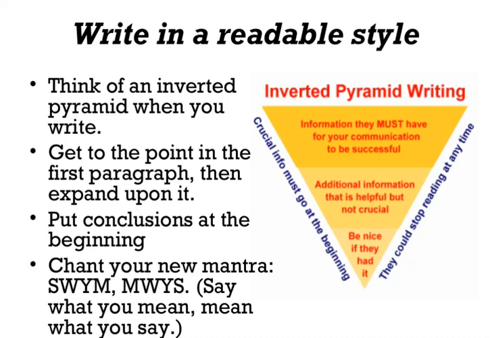Get to the point in the first paragraph, then expand on it. On the top, everything is described in general. In the first part of the paragraph, it is written generally and clearly. And when you go down, get to the point in the first paragraph, then expand as you go down. Then put conclusions at the beginning. The conclusion should come in the beginning.